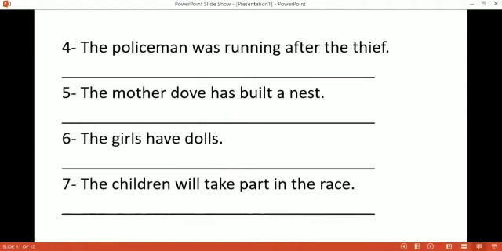The children will take part in the race. The children will. Which helping verb is used here? Will. Yes, "will" is a helping verb. And what will we do? We will take out the "will" and we will write "will" at the beginning of the sentence. Will the children take part in the race? Will the children take part in the race? And at the end, you will put a question mark, with W of "will" capital and T of "the" small.